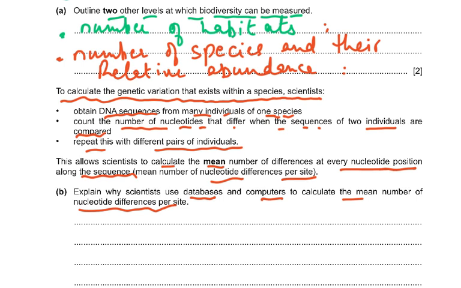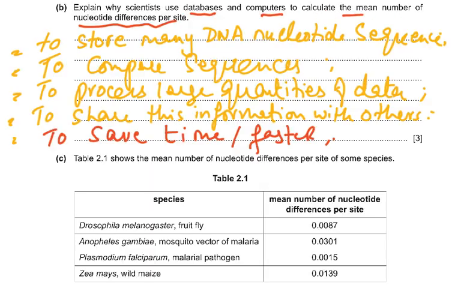Then to share this data which we get from others, to share the access to the data with other people. And of course when the computer does it, it saves time. So it's much faster than a human being doing it. Computers can store a lot of data and they can process a lot of data. So we can say, okay, the hemoglobin, we put all the data in and the computer then gives us all the answers. So this is the reason why we have databases, and all this is part of the syllabus at this point. Now you can read through the answers. To store many DNA nucleotide sequences, to compare sequences, to process large quantities of data, to share this information with others, and to save time. It is a much faster way of doing all this.